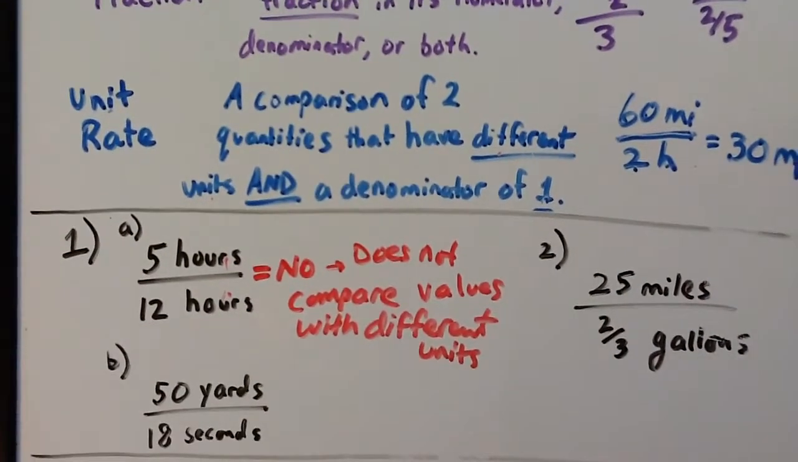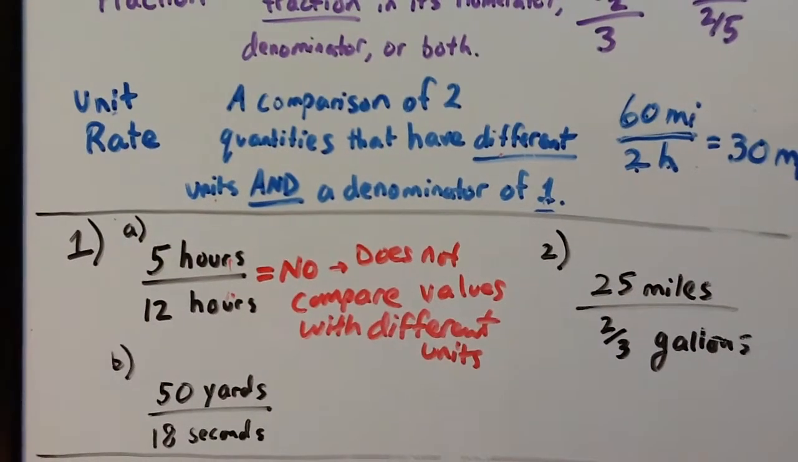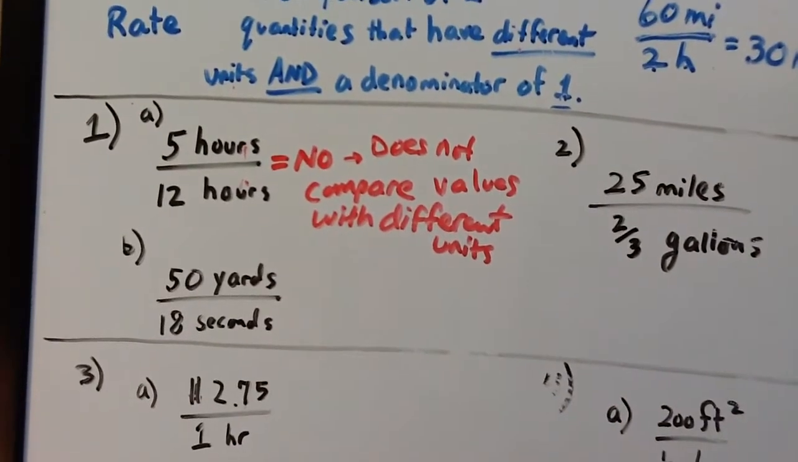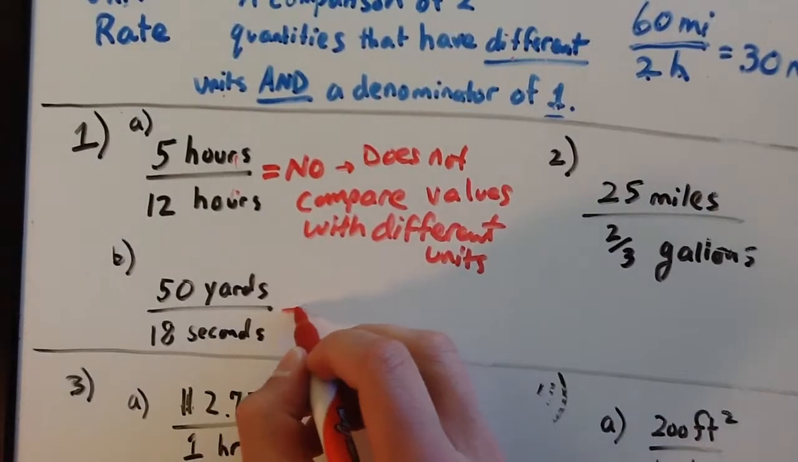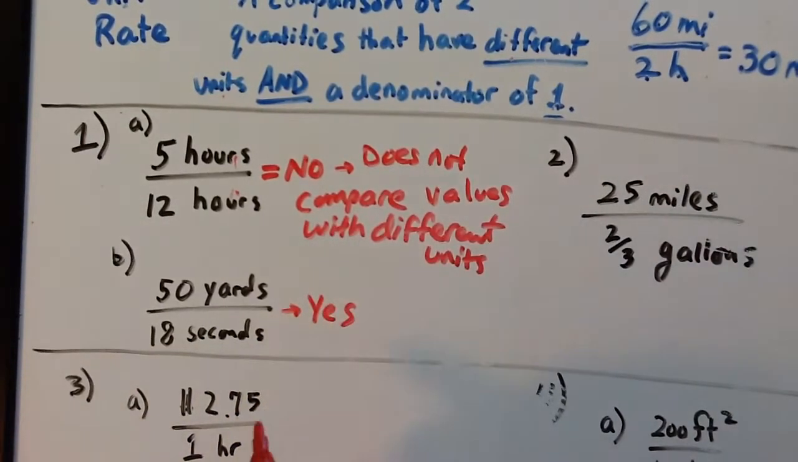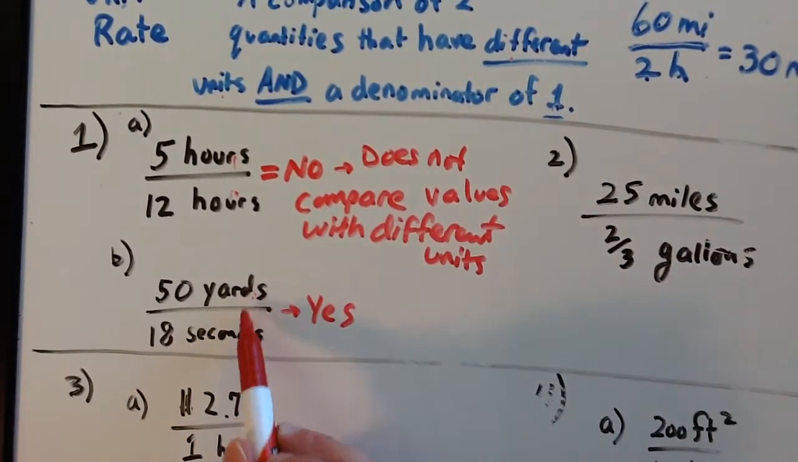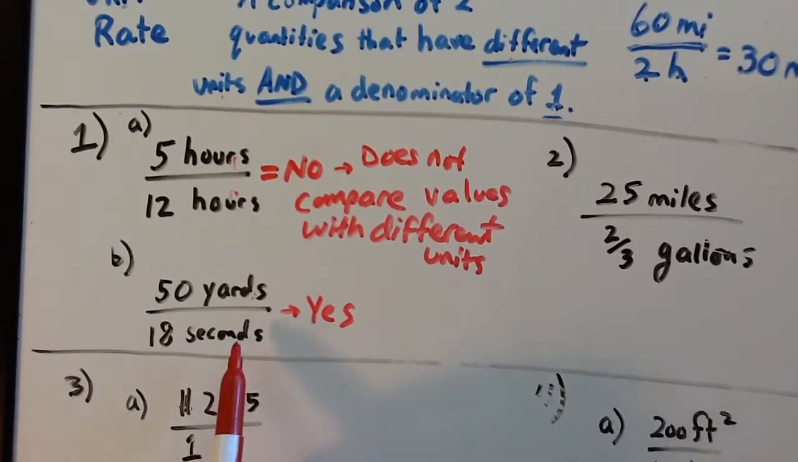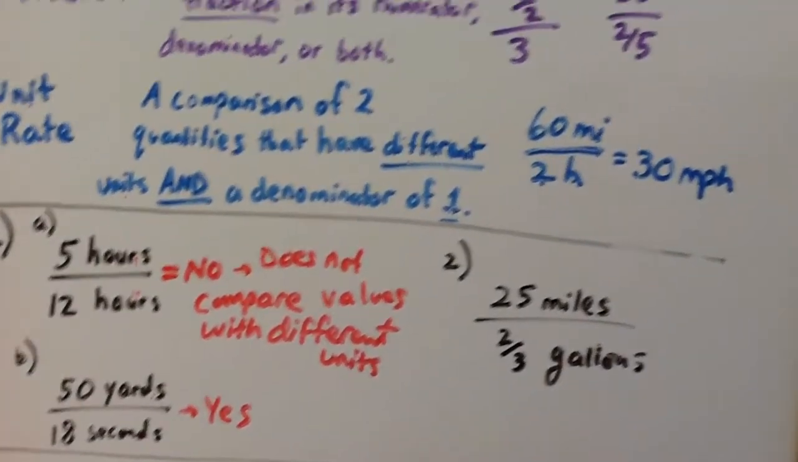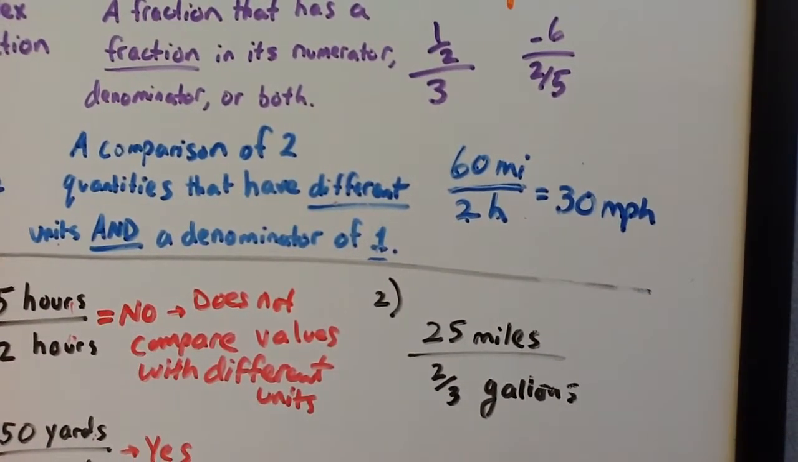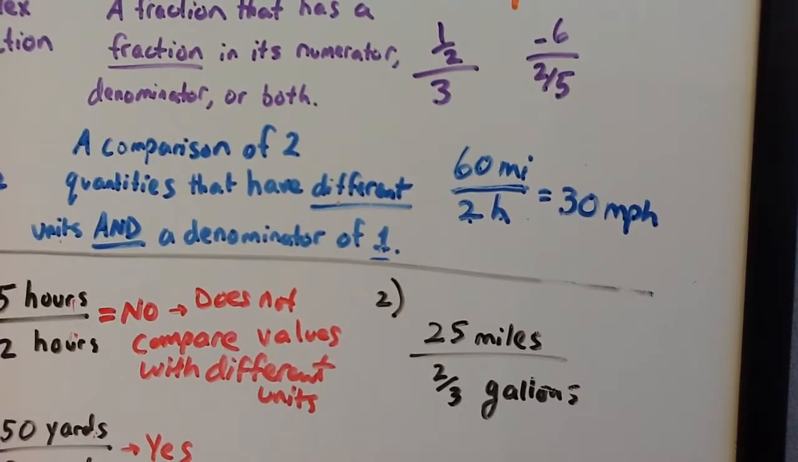Example B, 50 yards per 18 seconds. Is this a rate? Is this ratio a rate? Well, you should say yes, right? This is a rate because you're comparing values with different units, yards to seconds in this case. It wouldn't be a unit rate because the bottom number is not 1, but it is a rate. So yes for 1B.